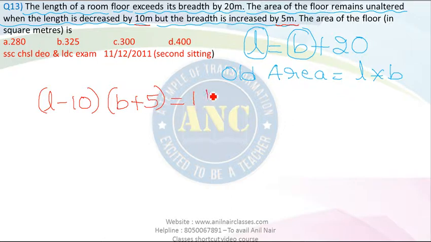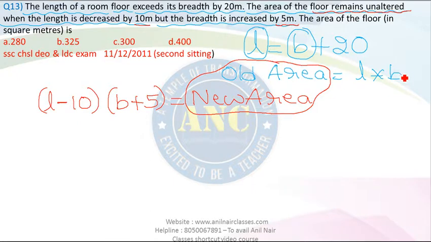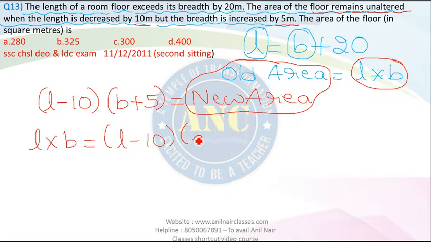This is my new area, length into breadth. But the question says the area remains unaltered. That means when I increase the breadth by 5 and decrease the length by 10, whatever the old area I had is exactly equal to my new area. Old area and new area are absolutely the same. That means L into B is equal to L minus 10 into B plus 5.